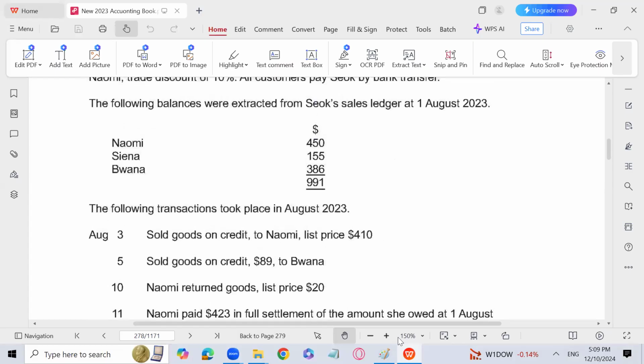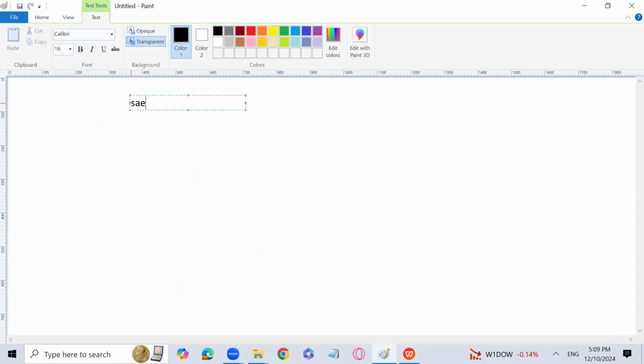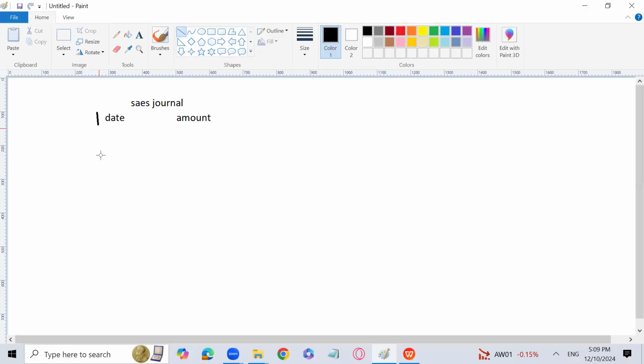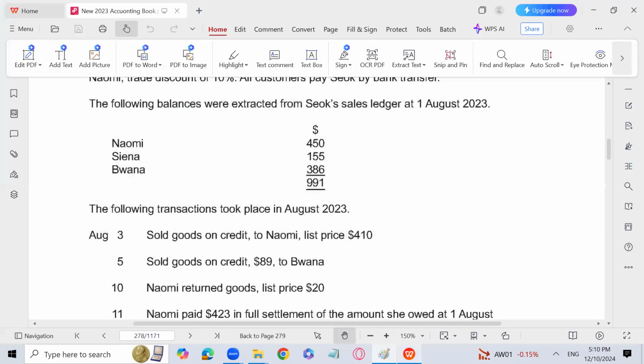I'm going to prepare the sales journal for you. The sales journal can also be called the sales day book. We have three columns: date, particulars and amount. It is a format in which we write the names of the people to whom goods are sold on credit, and their amounts and total. It's a book of prime entry.